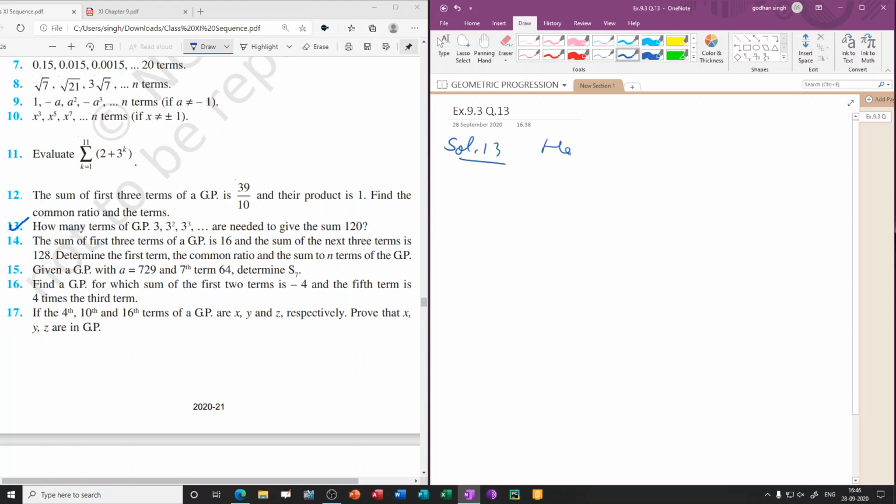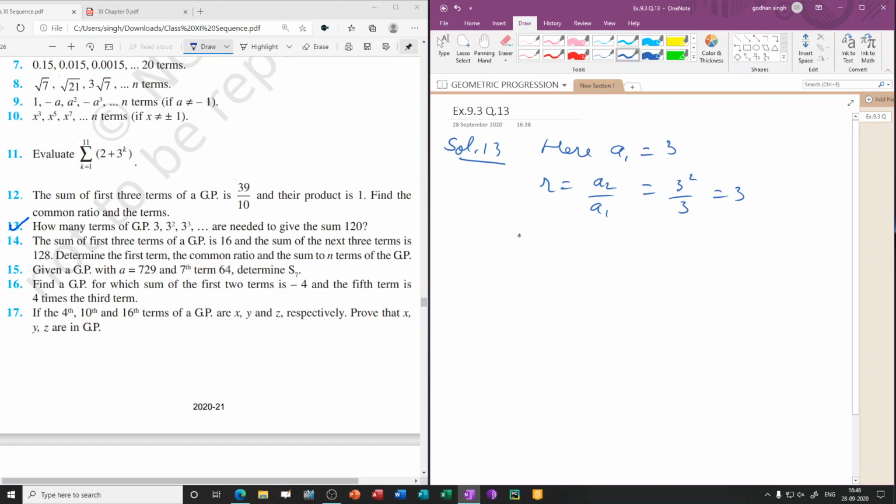Here A1 is 3. What is R? R equals A2 over A1, that is 3 square over 3, and that will be 3. Therefore A1 is 3 and R is 3. And what is the question? How many terms of the GP 3, 3 square, 3 cube, and so on are needed to give the sum 120?